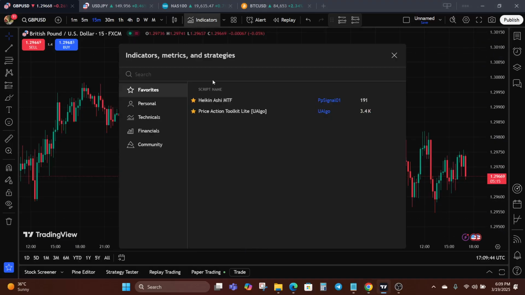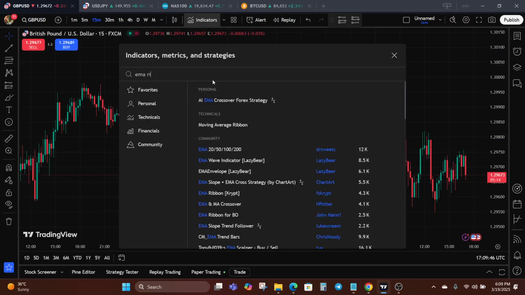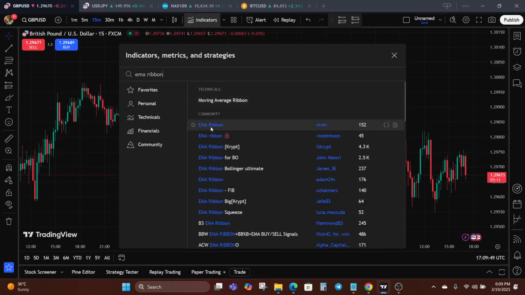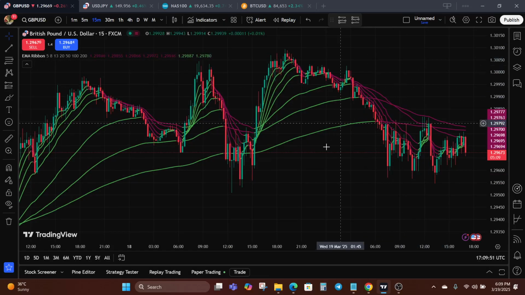Now, let me add the EMA Ribbon Indicator to the chart first of all. All right, so this is the EMA Ribbon Indicator. Okay, let us just start with the basics.